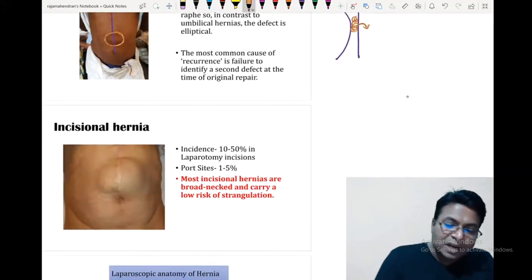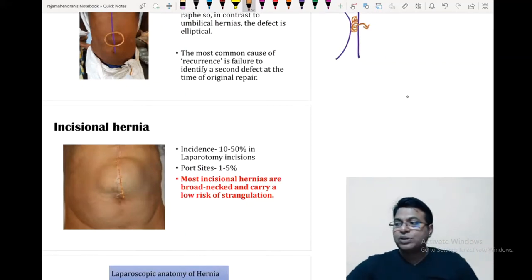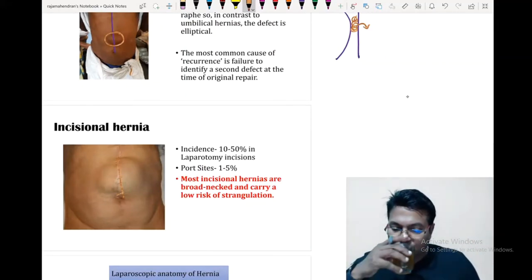So this is an incisional hernia. You can see previously some scar is there. Through that scar the hernia is coming out. This is an incisional hernia. Please don't forget this.